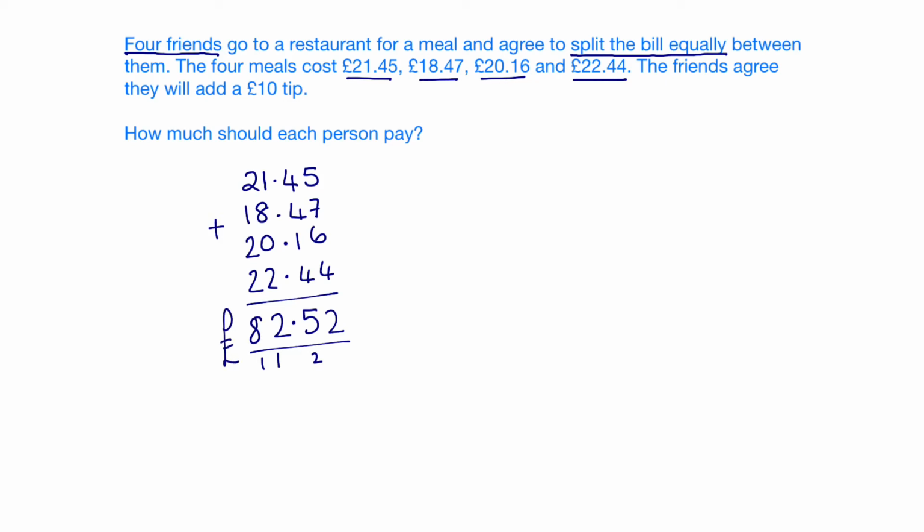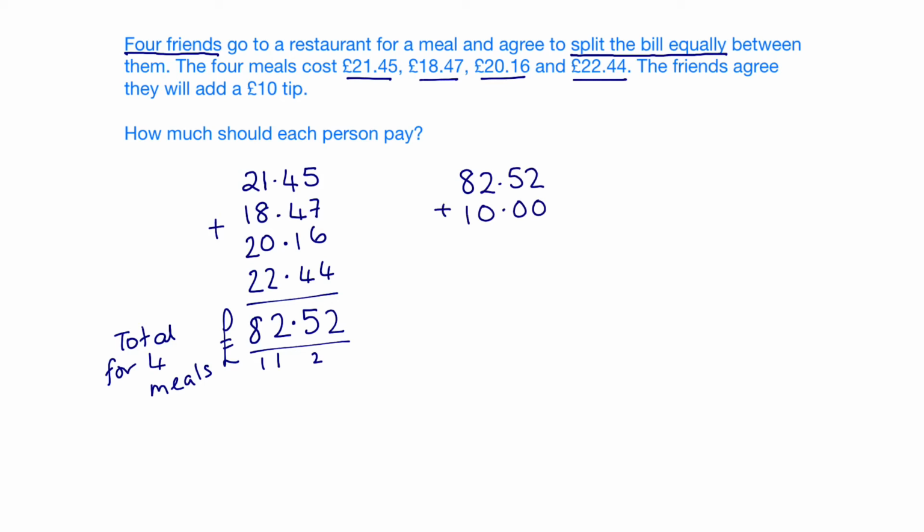Okay, so the total bill comes to £82.52. Now let's read the question again. The 4 meals cost these amounts. We've found the total now, so I'm going to write that down. Then it says the friends agree they will add a £10 tip. So that's a £10 tip on top of the £82.52. So we're going to work out £82.52, add £10.